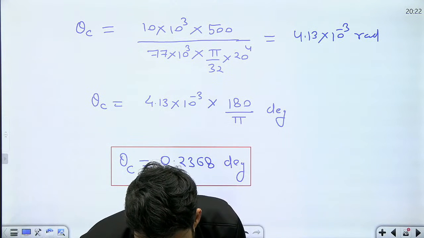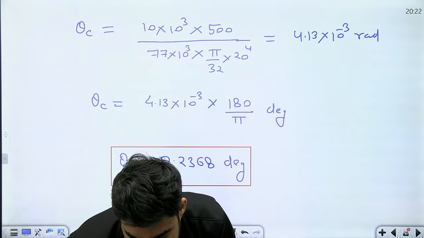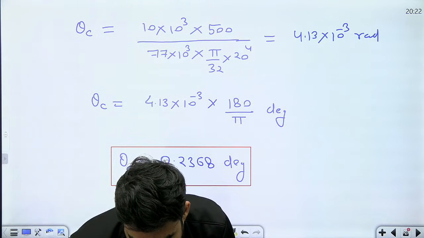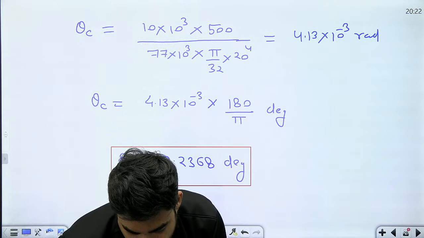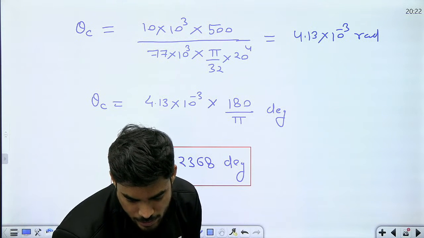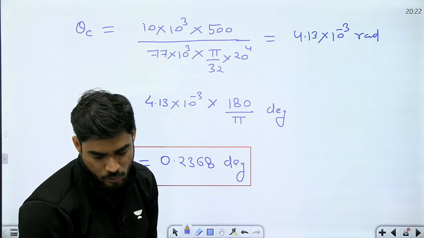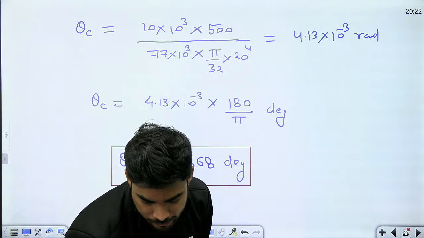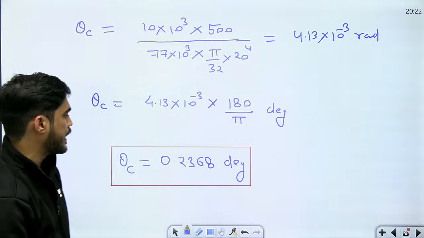Very good Gopalakrishna, Ayush, very good Ankita, very good Stavan, very good Kalpesh, very good Palak, very good Ayush, very good Raghul, very good Akhil. 0.2368 degrees.